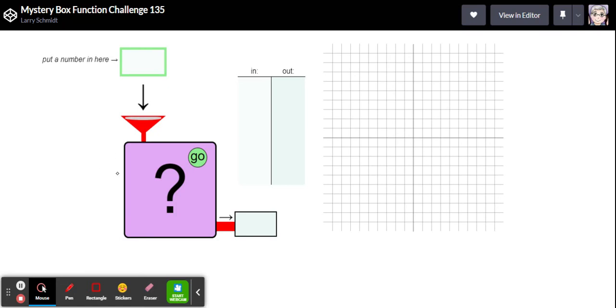Hello everybody and welcome to another mystery box function challenge. In the purple box there's some mystery math and your challenge is to figure out what that is. You can try this out with the link in the description, and when you think you've got an idea, come on back and see if we get the same thing.